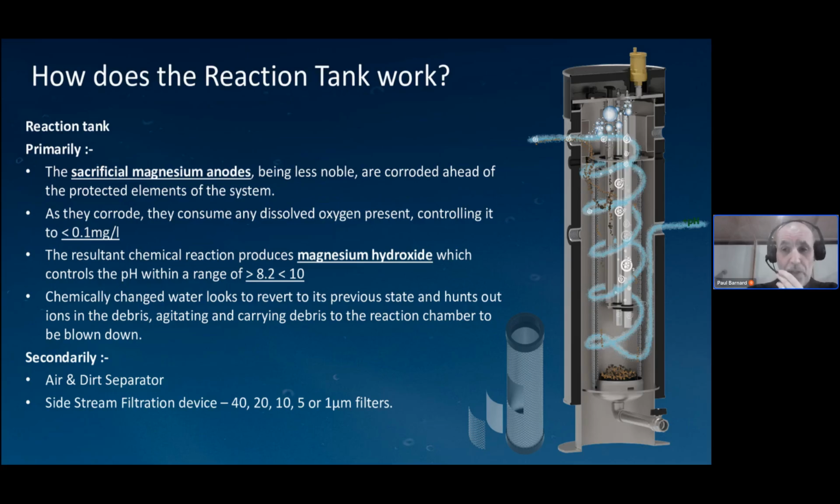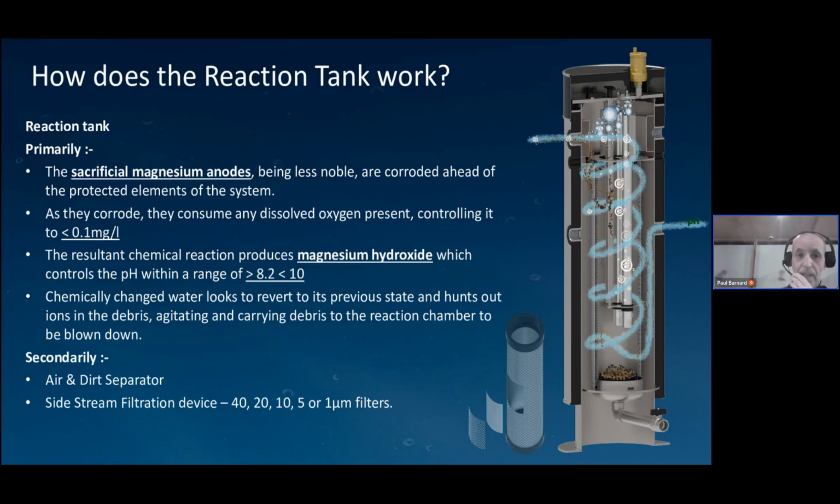So this means we will generally settle out between 8.2 and 10 in terms of pH, which is a happy place for most of your metals, and will also help to prevent any bacterial growth within a network, because they don't generally like the higher pH.